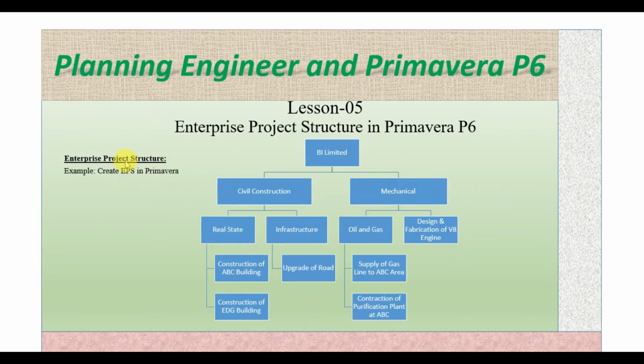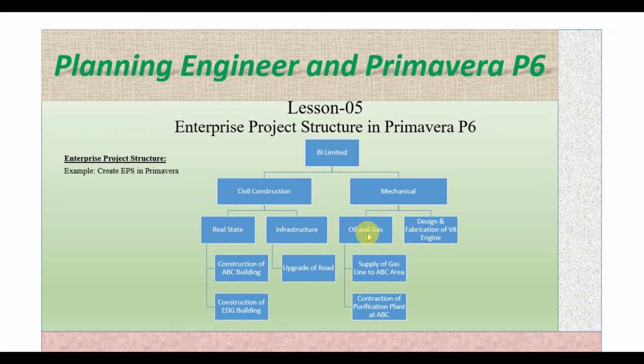Now we have one example here, and this example we will create in our Primavera P6 software. We have to create EPS in Primavera for BI Limited. In BI Limited we have two departments. One is responsible for the civil construction and one is for the mechanical. In the civil, further we have real estate and infrastructure, and in the real estate we have two projects. One is construction of ABC building and one is construction of EDG buildings. And in infrastructure we have upgradation of road 1 project.